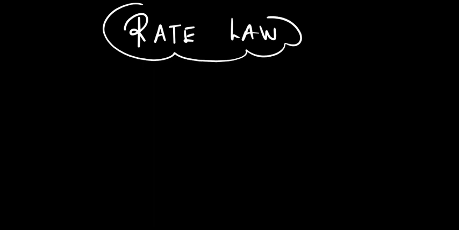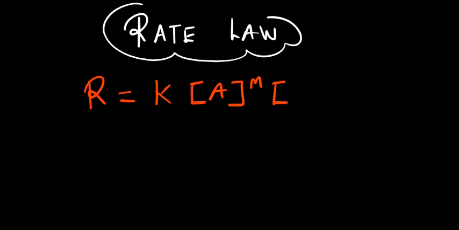So the rate law: you're going to get the rate. How are you going to find the rate? It is the rate constant, K, multiplied by, let's say you have a reaction with reactants A and B, the concentration of A to the power M, and the concentration of B to the power N. Basically, this is how you're going to find your rate.